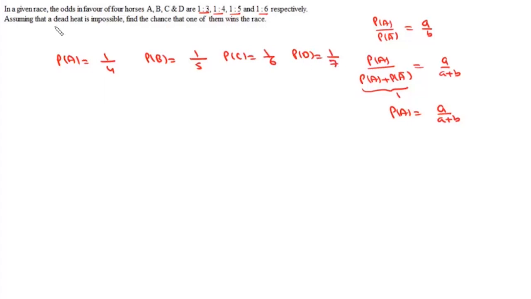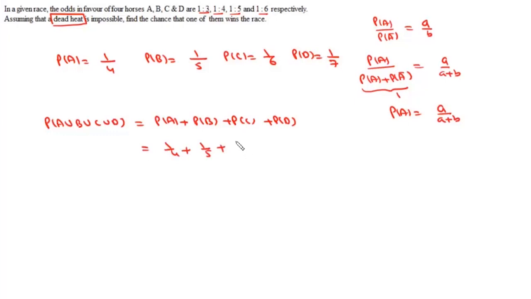Now in this race, dead heat is impossible. That means no 2 horses can be winners simultaneously. So there has to be only one horse who is going to win the race. So the required probability that one of them wins will be given by probability of A union B union C union D, and it will be simply P(A) plus P(B) plus P(C) plus P(D), which in this case is 1 by 4 plus 1 by 5 plus 1 by 6 plus 1 by 7, which is 319 upon 420, and that is the answer to this question.